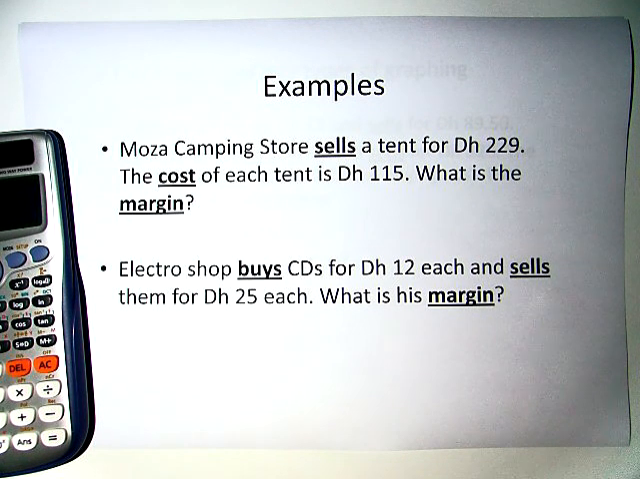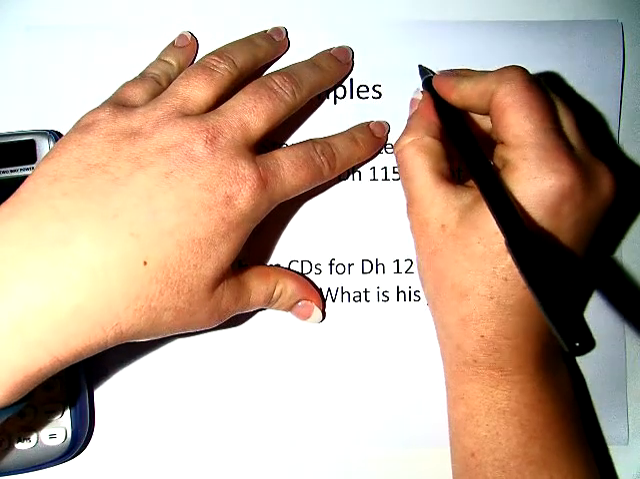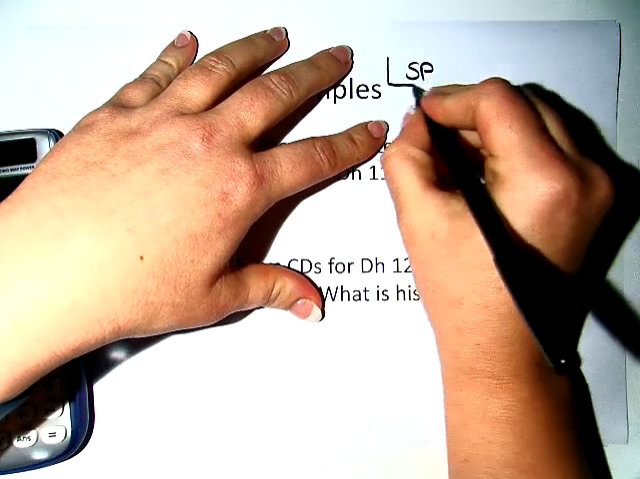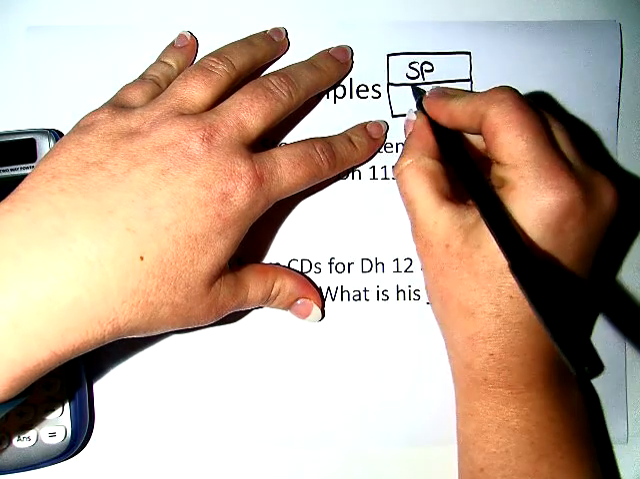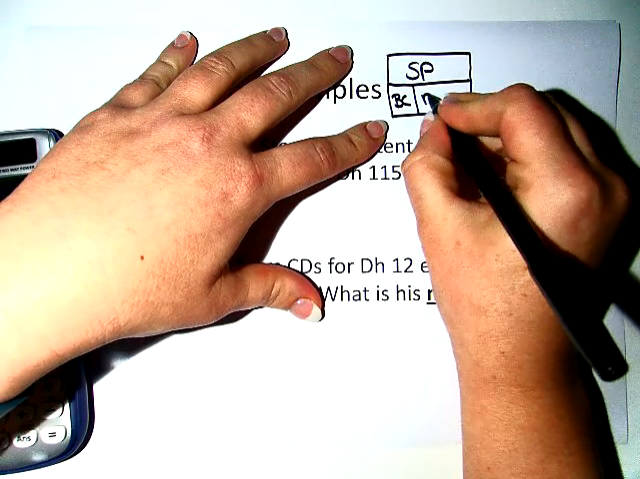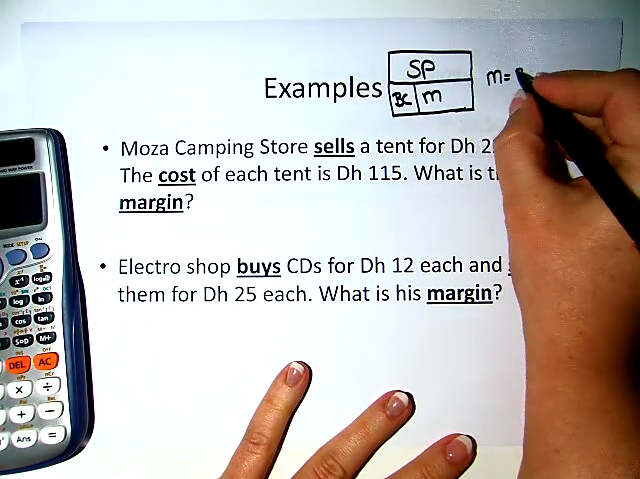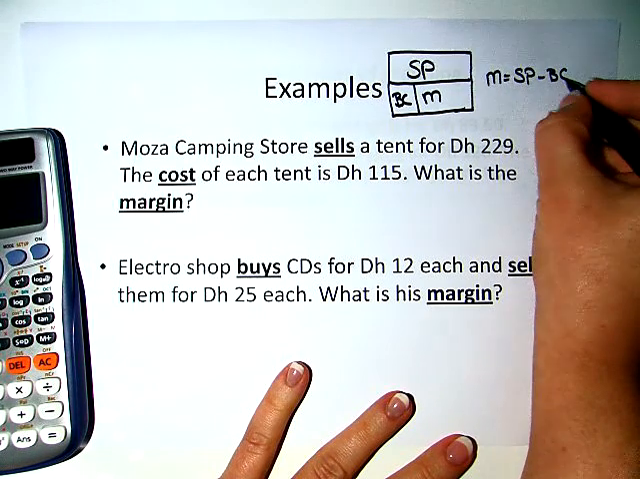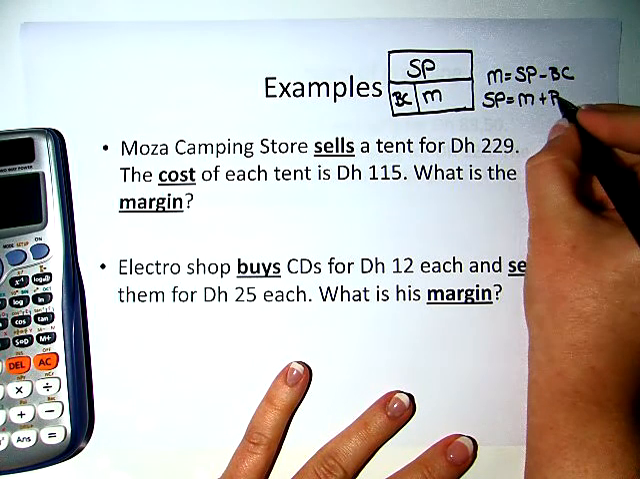Okay, for this one we're going to be looking at margin, but we're going to be looking at various applications of margin and how we can use it in the systems and equations that we have. So the very first thing we know is that the margin, if we look at our chart, we have the selling price, and the selling price is made up of the buying cost plus the margin. So the margin is the same as the selling price minus the buying cost, or the selling price is made up of the margin plus the buying cost.